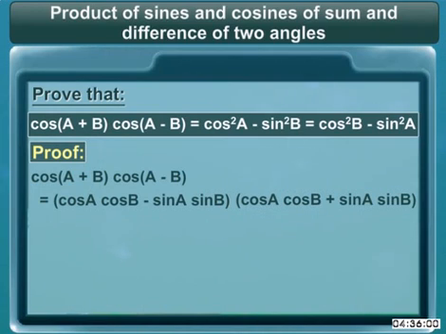Now by using the formula for cosines of sum and difference of two angles, we get it will be equal to cos a cos b minus sin a sin b whole multiplied by cos a cos b plus sin a sin b. That is, we know that cos of a plus b is equal to cos a cos b minus sin a sin b, and cos of a minus b is equal to cos a into cos b plus sin a into sin b.